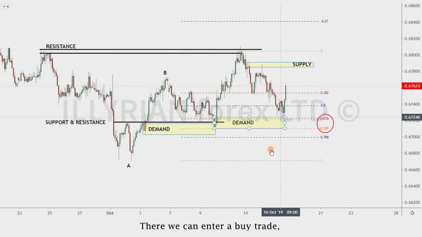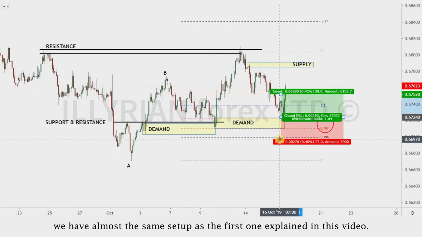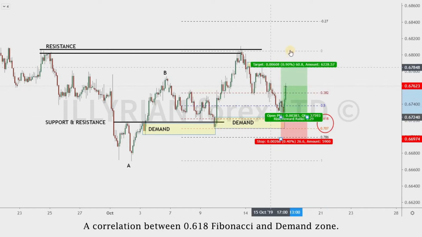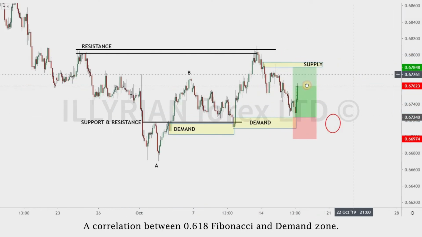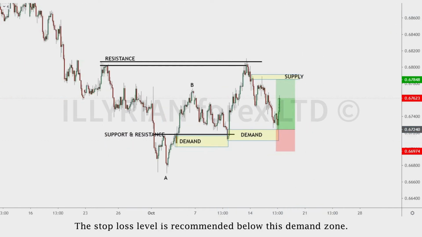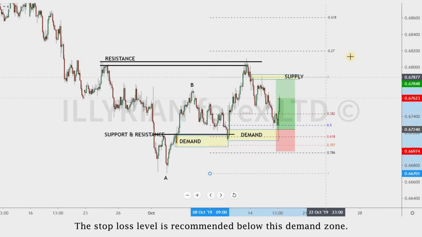There we can enter a buy trade. We have almost the same setup as the first one explained in this video. A correlation between 0.618 Fibonacci and a demand zone. The stop loss level is recommended below this demand zone.